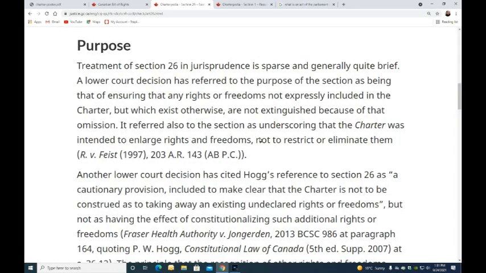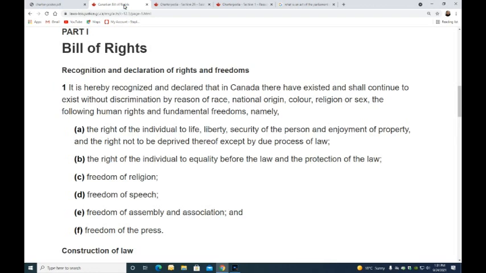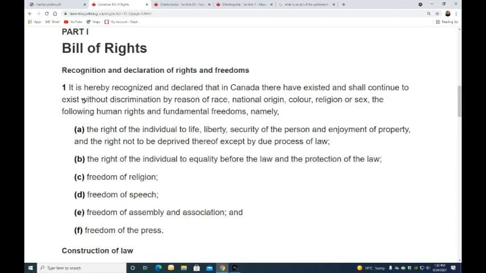So if you want another reason to not use the Charter other than to say Section 26 tells me my Canadian Bill of Rights is where I should go, well, there's another reason for you. So let's go through this together. It is hereby recognized and declared that in Canada there have existed and shall continue to exist, without discrimination by reason of race, national origin, color, religion, or sex, the following human rights and fundamental freedoms, namely, not limited to.